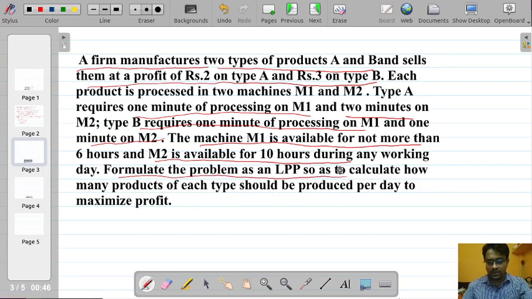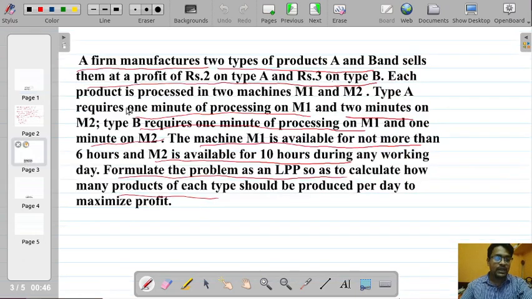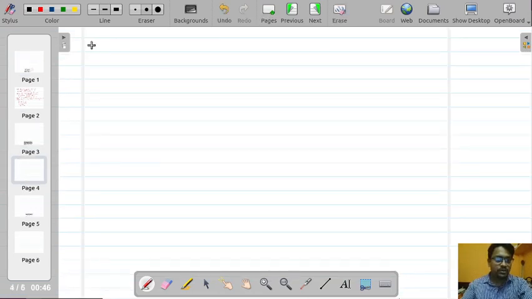Okay, so if this is the question, then we need to solve the problem. I had taken the problem directly from the question paper or book. As of now we are just doing the formulation part. We are not finding out exactly how many products of each type should be produced per day to maximize profit. This problem is very similar to the earlier problem, as you can see. In the earlier problem, each product passes through two stages, that is cutter and finisher. Here each product passes through two different machines. So it's almost a similar type of problem. So immediately you can do it.